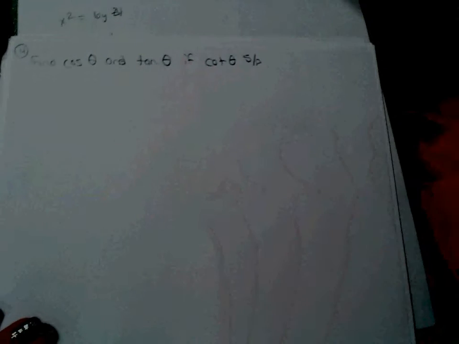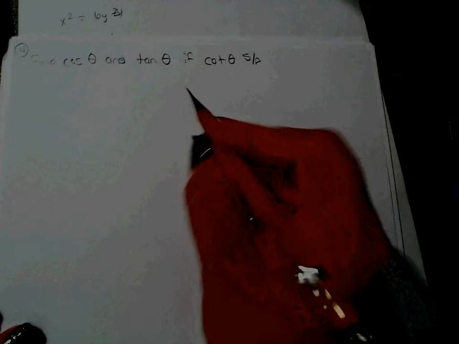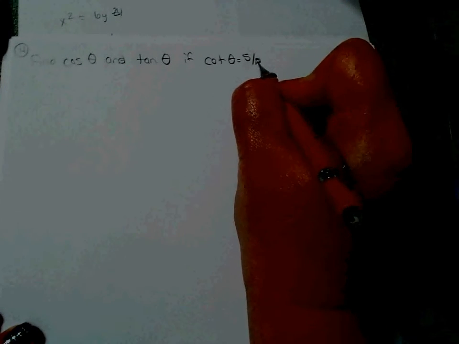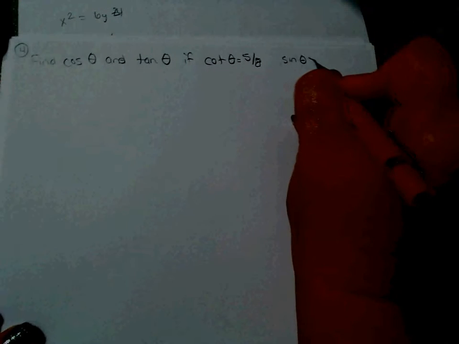Alright, y'all. Time to check your problem 4. Let me get it focused here. Find cosine of theta and tangent of theta if the cotangent of theta equals 5/8 and sine of theta is greater than 0. So I'm going to do a little bit out of order.